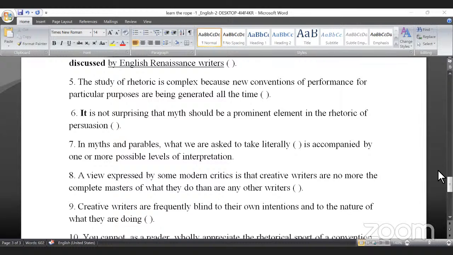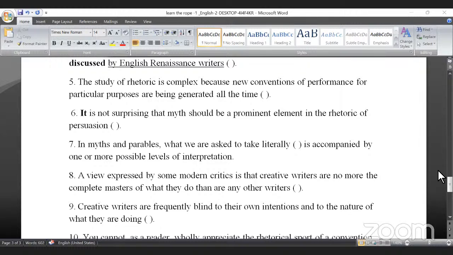It's an adjectival clause. Look at it carefully. Is it adjectival? What place is it occupying? It is occupying the subject position, right? If you take out in myths and parables, this is fine. I can say, what we are asked to take literally is accompanied by one or more possible levels of interpretation. So in myths and parables more or less acts like an adjunct in this sentence. We don't need it.